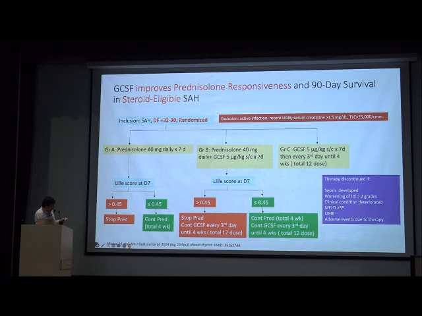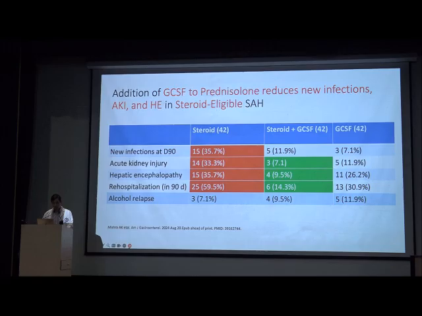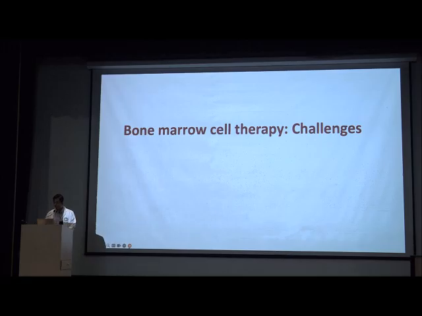So they had 3 groups, one group which continued with prednisolone, the other had an addition of GCSF, and the third was GCSF itself. And the study results were very promising. What they showed was that the onset of infections, acute kidney injury, hepatic encephalopathy, and rehospitalization was much lower in the patients who received a combination of steroids plus GCSF versus steroids alone. So GCSF as well as certain of these bone marrow therapies have shown promise and some benefit in clinical trials. But there is a slight challenge when it comes to bone marrow therapies.